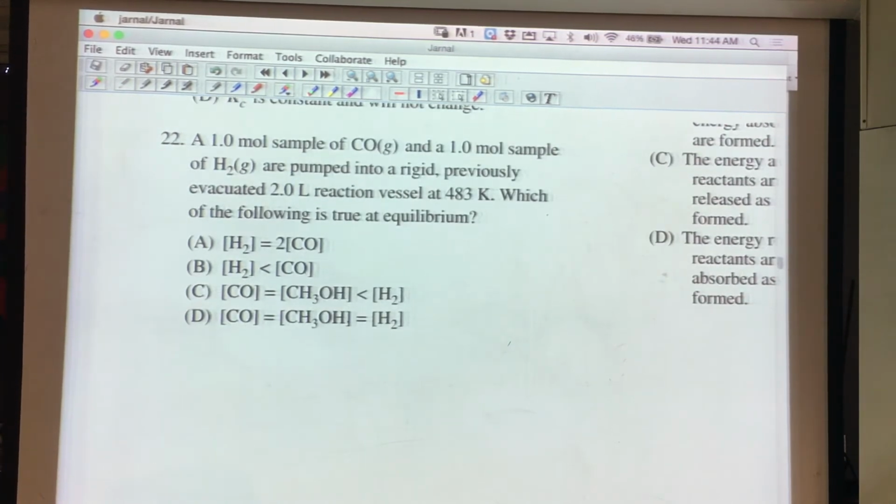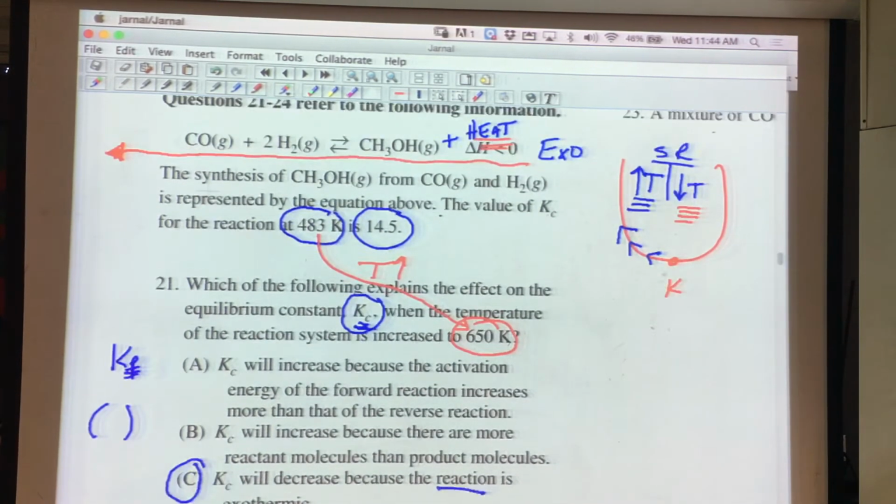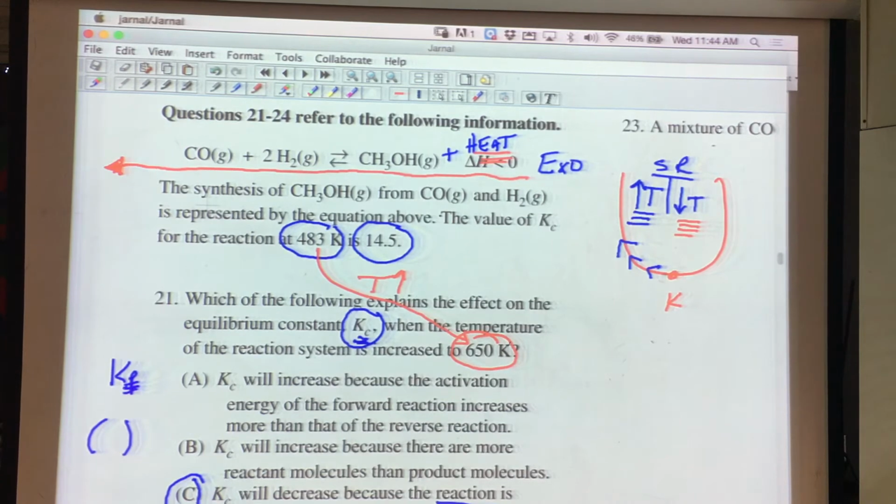22. A 1 mole sample of CO2 and a 1 mole sample of H2 are pumped into a rigid, previously evacuated 2-liter vessel at 483. Which of the following is true at equilibrium? My friends in chemistry, they're starting you with a mole of each. I've seen this question over and over. Now, this is before the reaction has reached equilibrium.